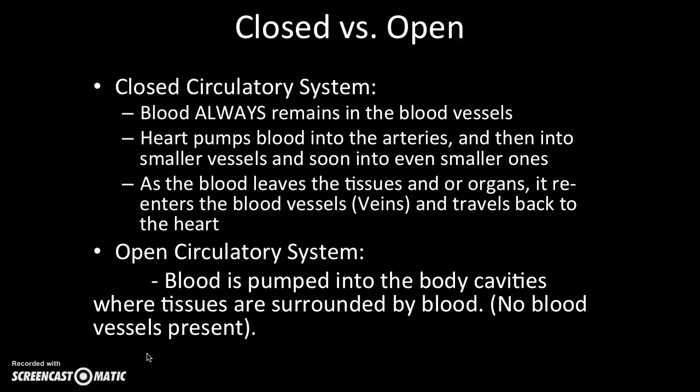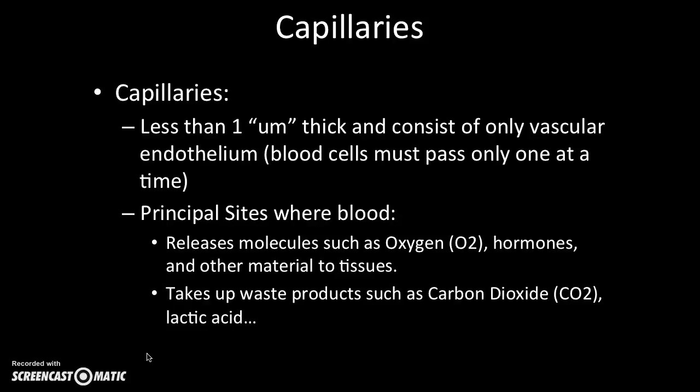Now, to move on to the major closed circulatory vessels, we'll start with the capillaries. Their walls consist of only vascular endothelium. In other words, they consist only of a single layer of thin, flattened epithelial cells, less than 1 micrometer thick. The lumen can only fit approximately a single red blood cell at a time, and so this allows for proper gas and other material exchange to occur effectively and successfully.